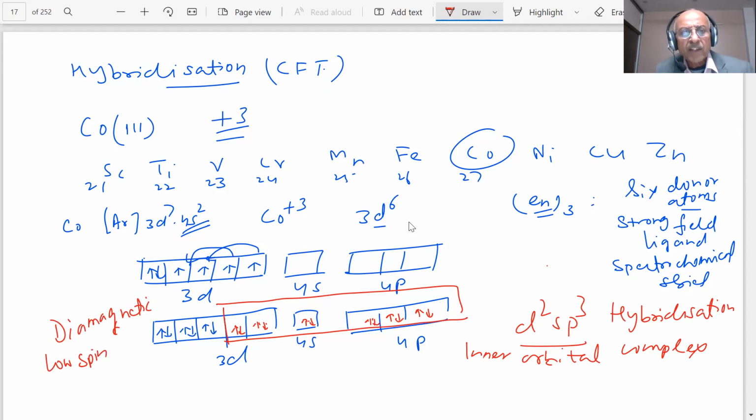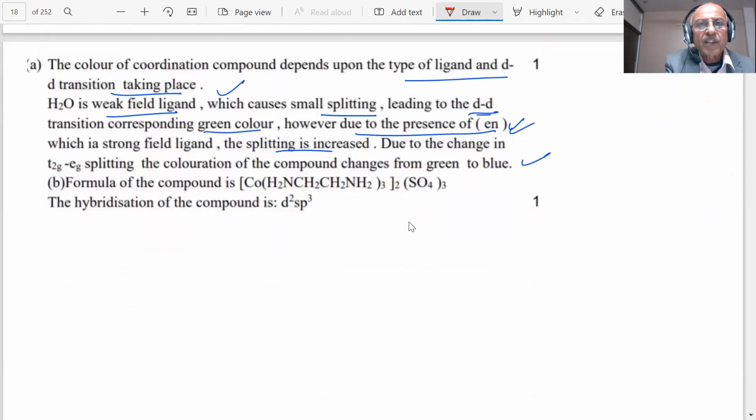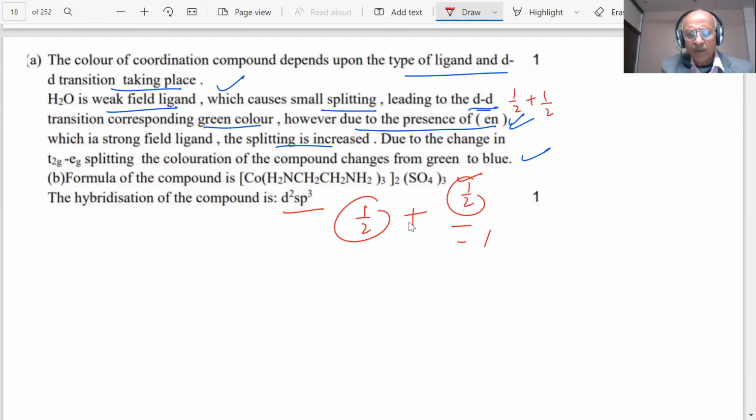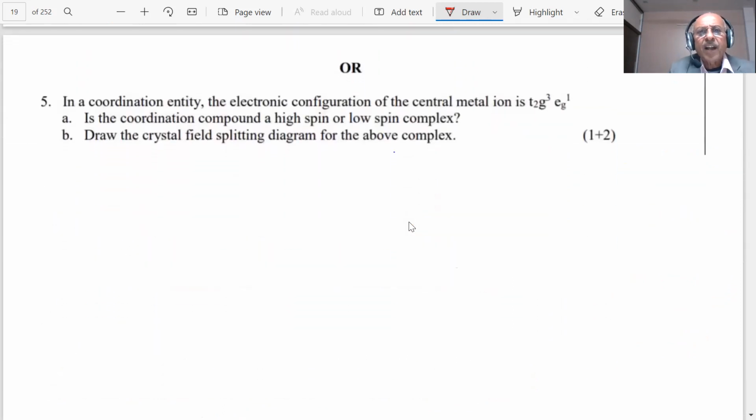In an inner orbital low spin complex, it is diamagnetic. There are no unpaired electrons. So you see how I have found the hybridization. Certain information I'm trying to explain. The answer given by the CBSE marking scheme is d2sp3. This is the formula. This is how the marks are given, students. Formula of the compound is this. That means this should be half and then this should be half. That makes 1. And here also we have 2 explanations. So see the marking scheme also, how the marks are allotted. Another question is coming, students. In coordination compounds, the electronic configuration of the central metal ion is this.